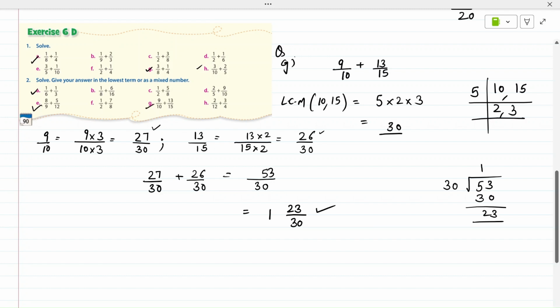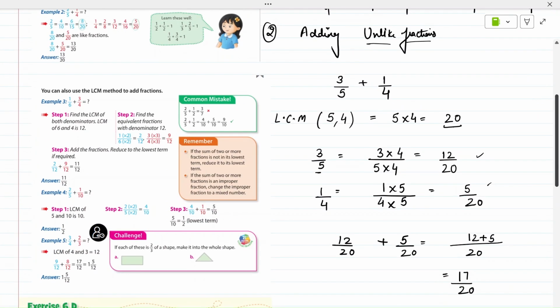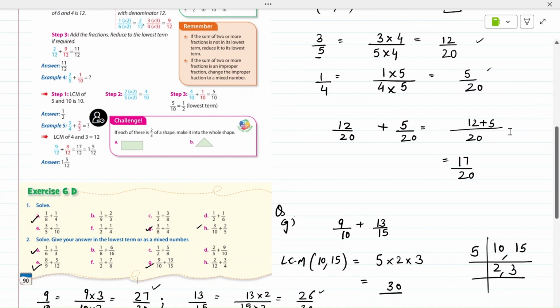Okay, so kids, I hope that you have understood how we have to add the fractions. If the fractions are like, we can add them directly like this, and if these are unlike, then we have to make them like first. For that, we have to take the LCM of the denominators. After finding the LCM, we can change them to like fractions by multiplying the denominator with the required number so that we get the LCM here. And with the same number, we have to multiply the numerator also, and we will get the like fractions. So after changing them to like fractions, just add them directly.